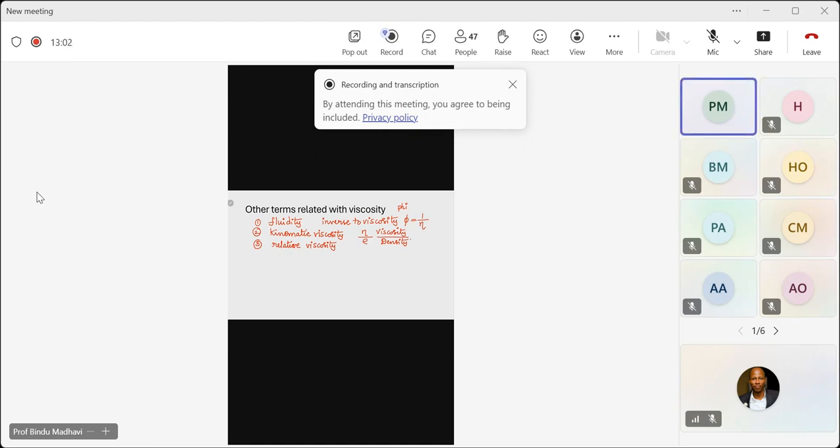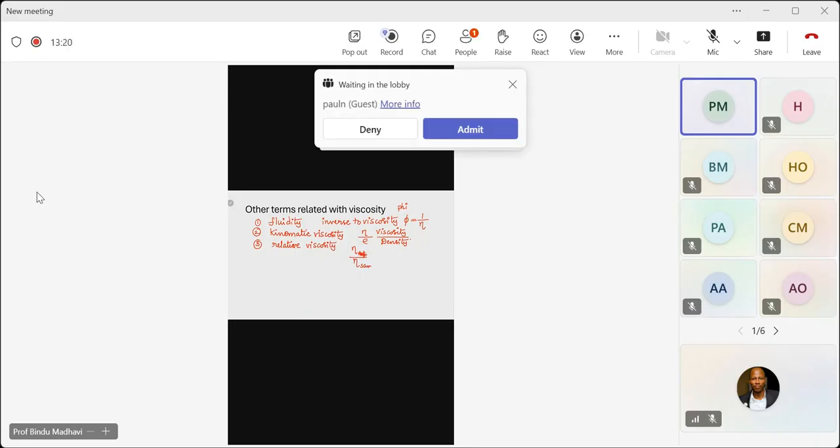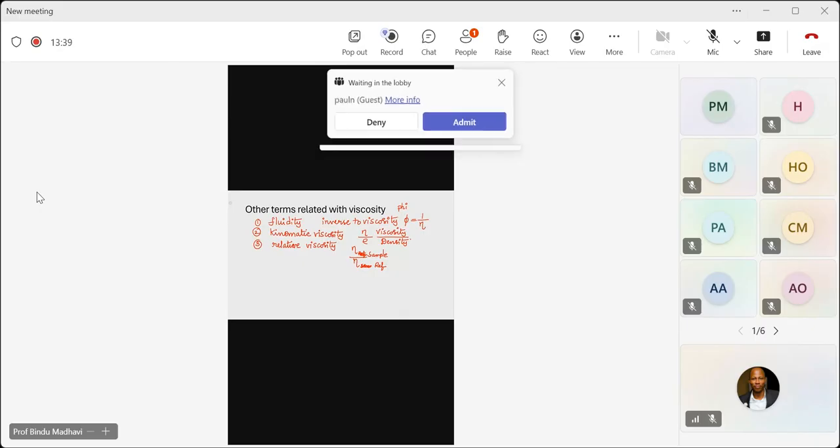And there is another term called relative viscosity, which indicates viscosity of a reference compared with the viscosity of the sample. Sorry, the sample comes on the top and the reference comes on the bottom. This is the viscosity of the sample over the viscosity of the reference. So this is called relative viscosity. Am I clear? Yes.